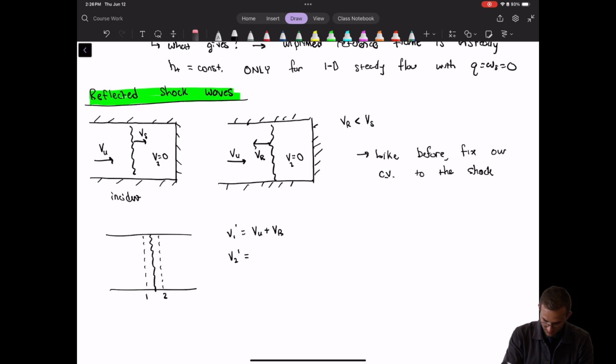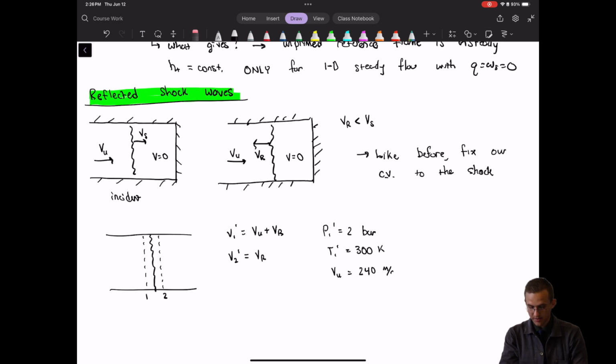Actually, no, we already have the labels on the second diagram. V2 prime is equal to VR, so you're leaving the quiescent flow at a velocity of VR, and it appears to be traveling away from you in the positive x direction at VR. P1 prime, we'll say, is equal to 2 bar. T1 prime is equal to 300 Kelvin. And then let's set VU equal to 240 meters per second.